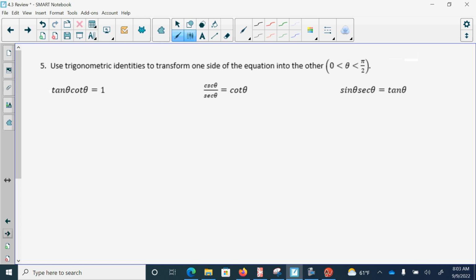All right, moving on to the next one. It says use the trigonometric identities to transform one side of the equation to the other. This is just telling you that we're working in the first quadrant, so everything's going to be positive. That's all that's telling me.